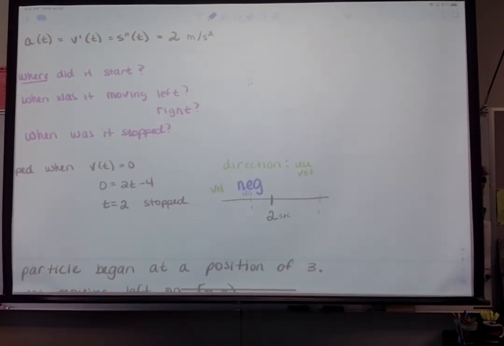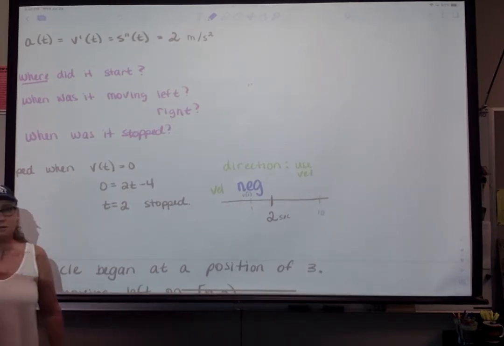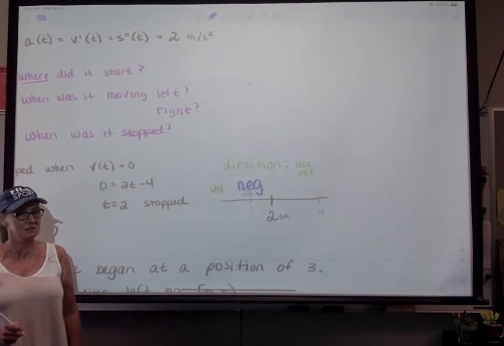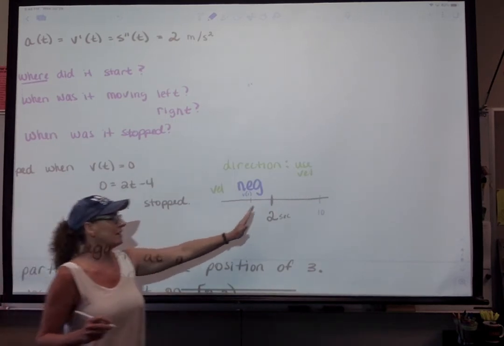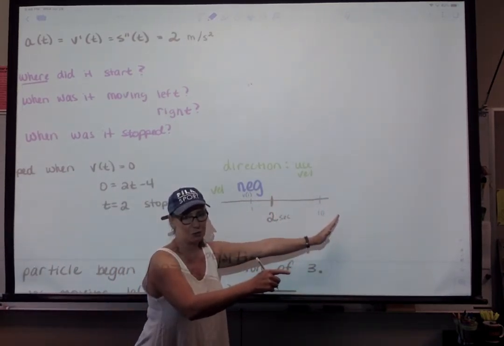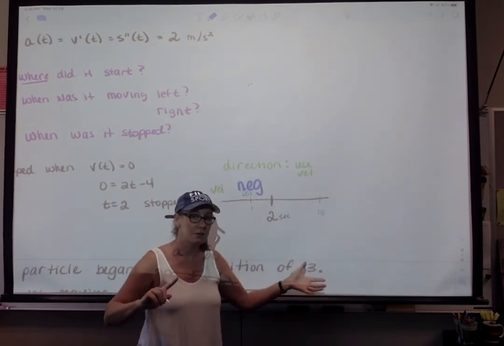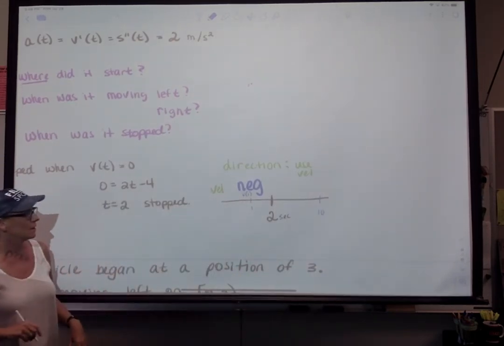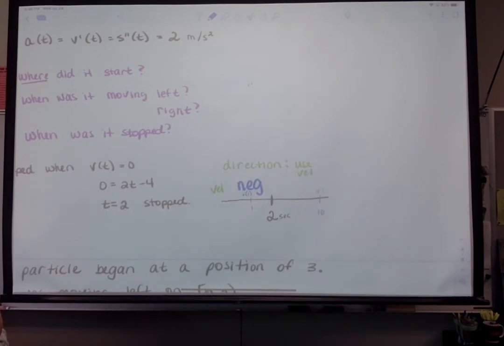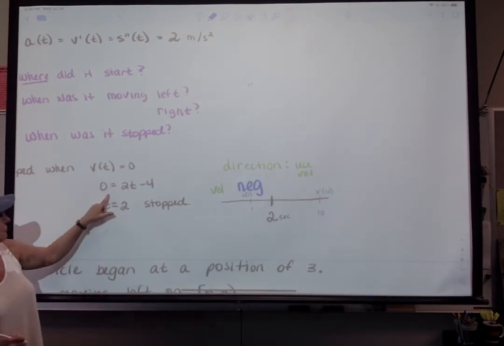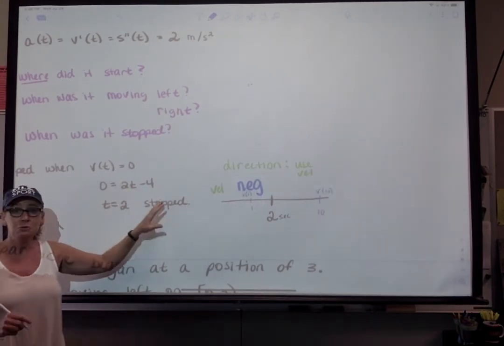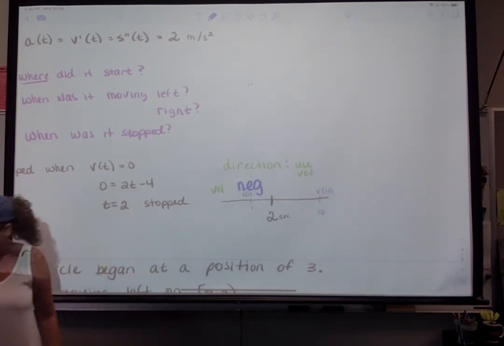How about later on? How about at, I don't know, 10 seconds? So how about at a time after 2? You might choose 3, I might choose 10, somebody else might choose 100. Let's figure out what V of 10 is. V of 10 is, I don't know, but definitely positive.